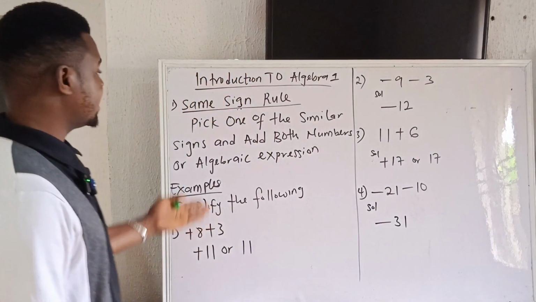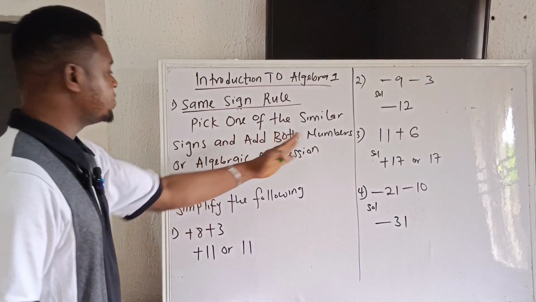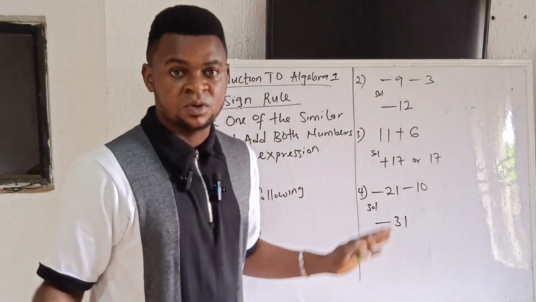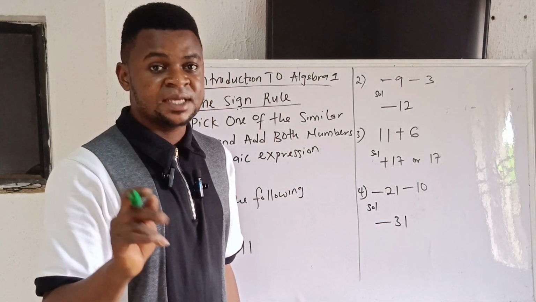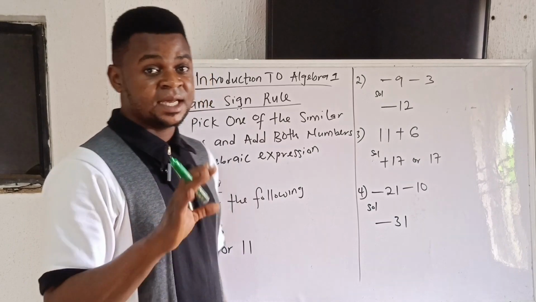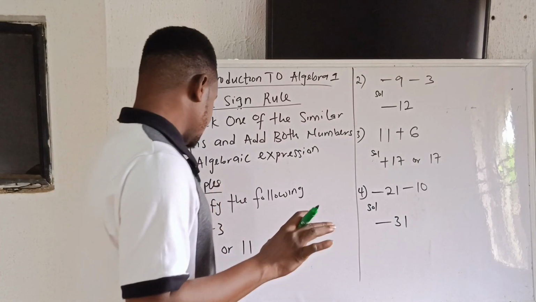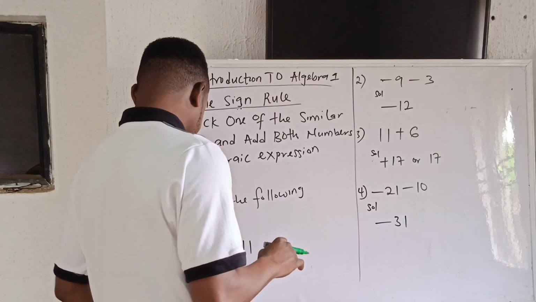So the same sign is not always add. Pick one of the similar signs and add both numbers or algebraic expressions. That's all. So once you see them having the same sign, just pick one of their similar signs and add both numbers together. Okay, let's pick another example.